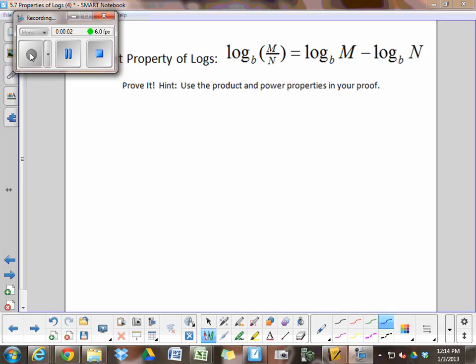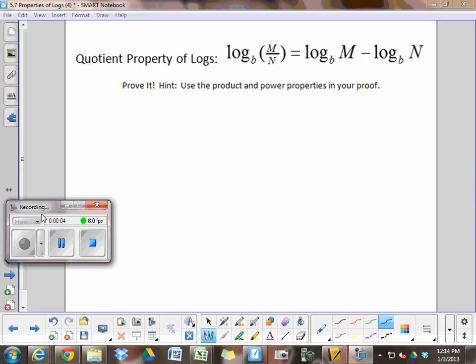This video is on the quotient property of logs, and it has a hint here to use the product and power properties in your proof. But I'm not going to use the product at all. I'm just going to use the power property that we already learned.